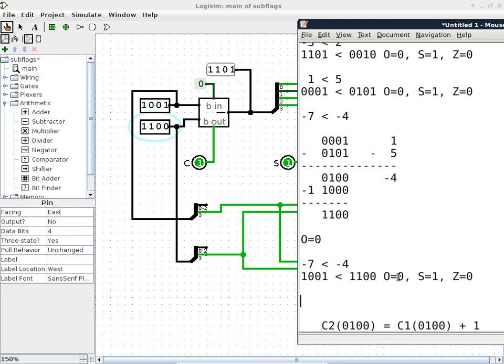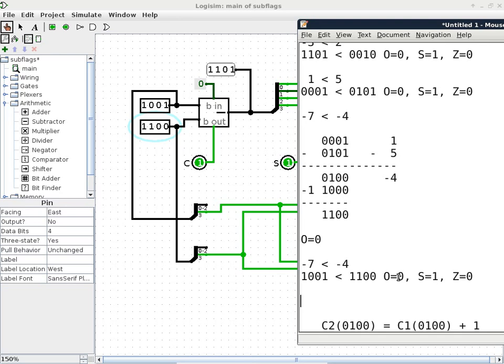Now, for overflow, it means the result of the subtraction has to go out of the range of what we can store in a 4-bit signed number. So give me a subtraction where the result would go out of bound. -7 minus 3. -7 minus 3 will give us what we want.